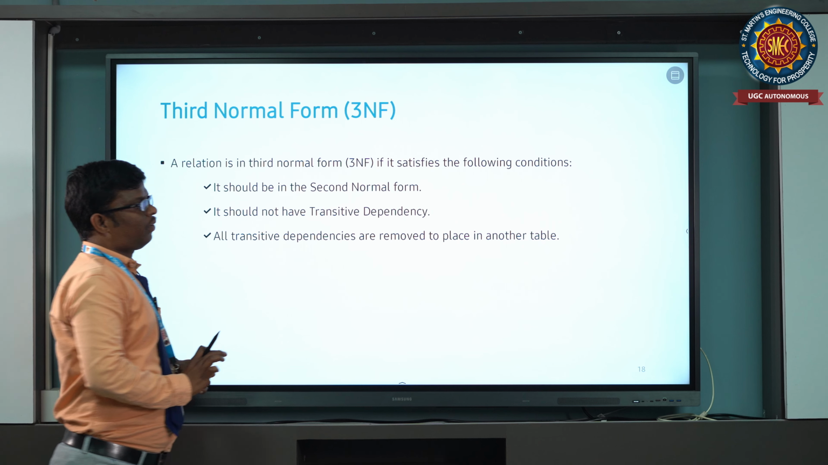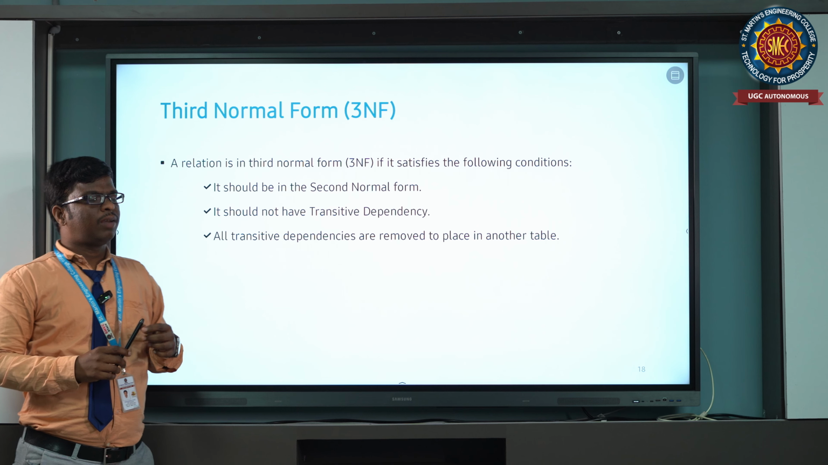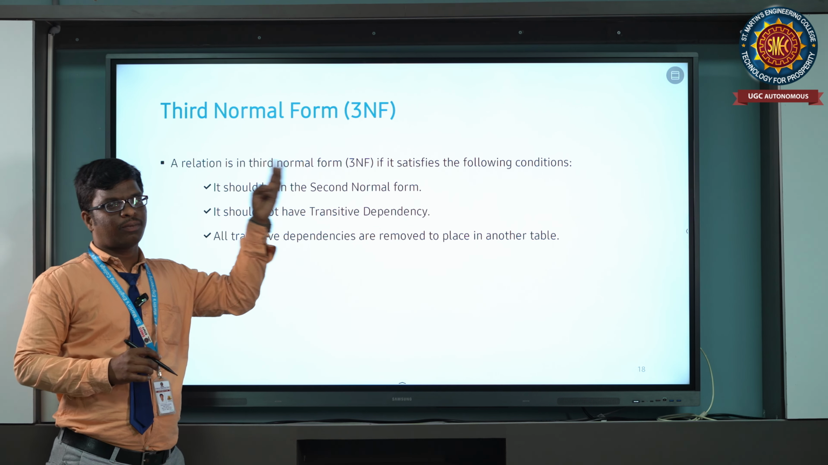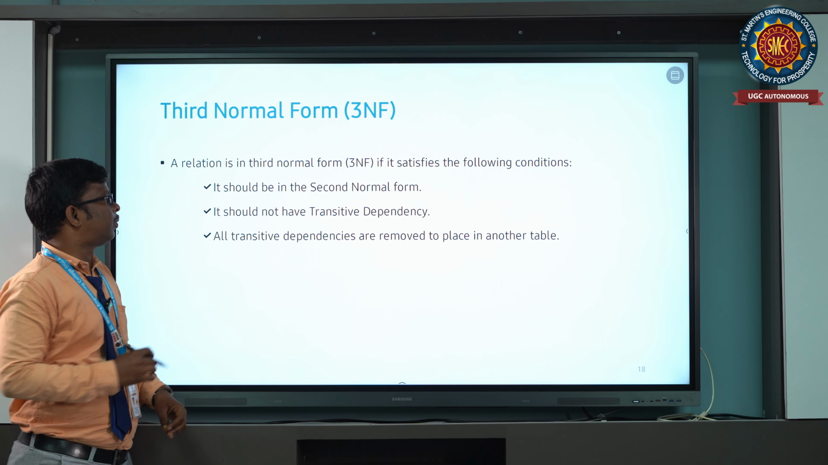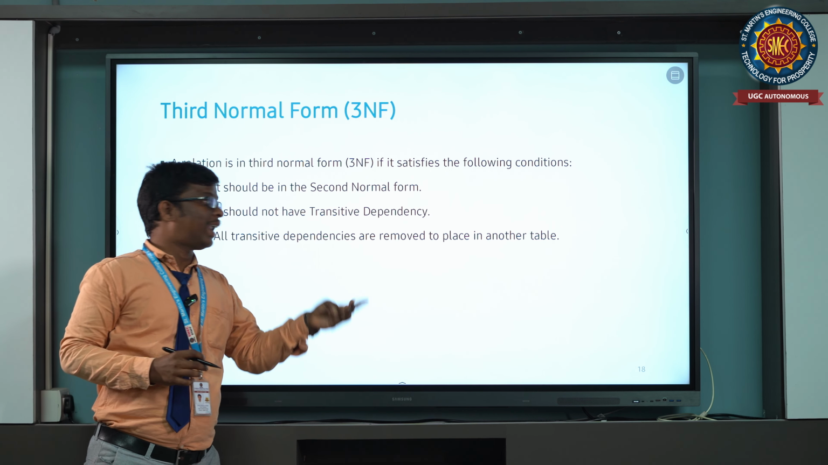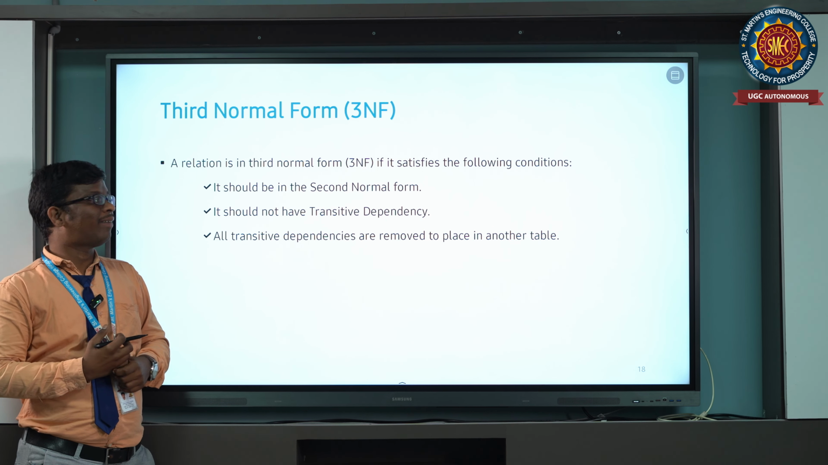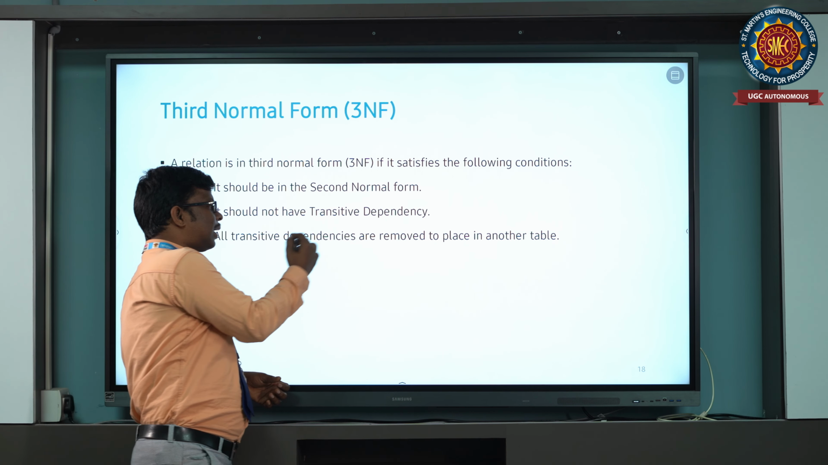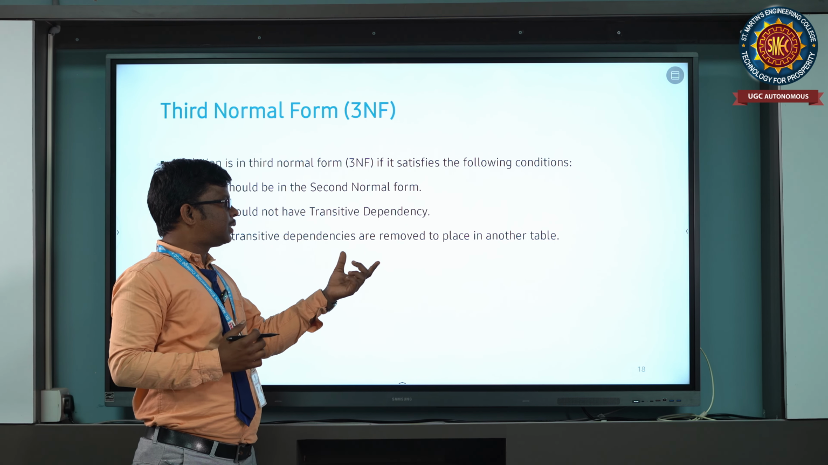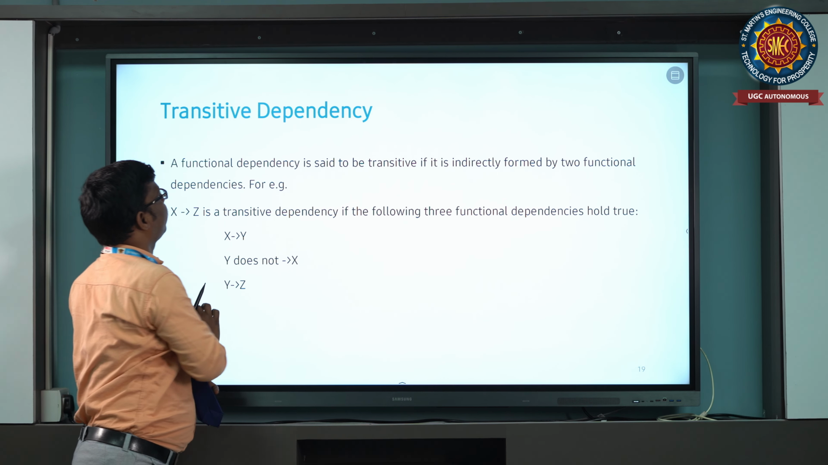Next one is third normal form, 3NF. What is 3NF? The relation is in third normal form. It must satisfy the following conditions. We have three types of condition in the third normal form. It should be in the second normal form, compulsory, and it should not have transitive dependency. All transitive dependencies are removed and placed in another table. I will show an example, then you can understand what is transitive dependency.